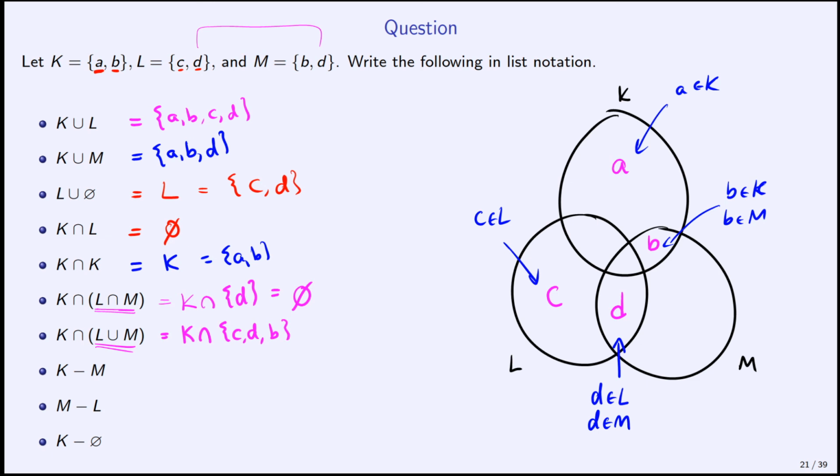Now we're going to take the intersection with K. So ask ourselves, what elements are in K and in C, D, B? Well, K has A and B, so the only shared element between A, B, and C, D, B is just B itself. So K intersection L union M is just the set containing B. Visually, this corresponds to this area right here. So this is the area where K overlaps with either L or M. So it should also include this area to the left here. And as we can see, the only thing in that set is B itself.